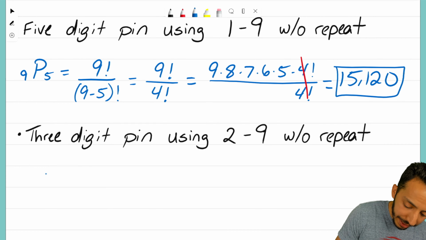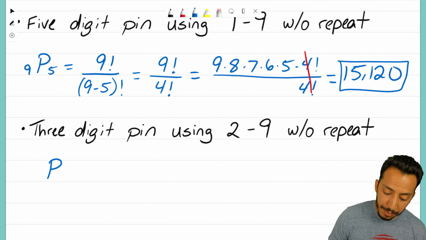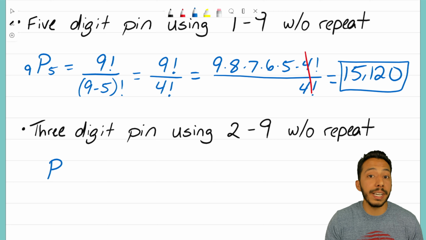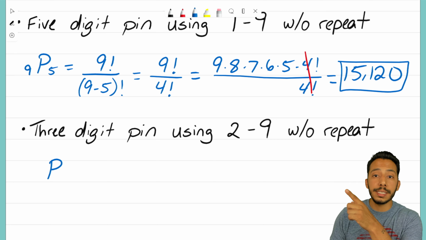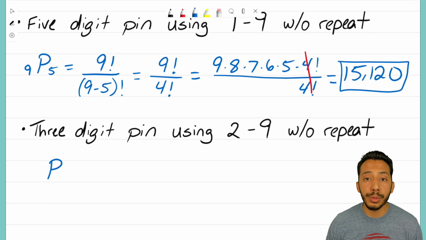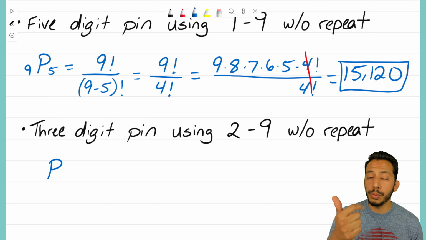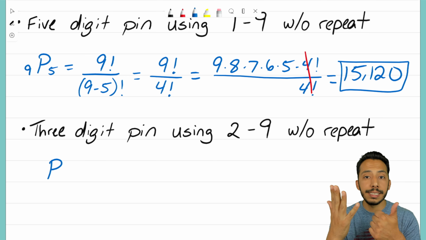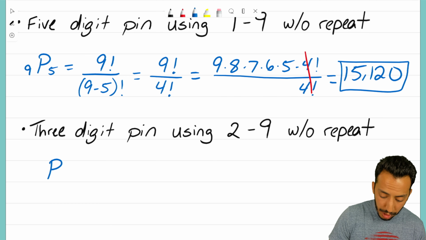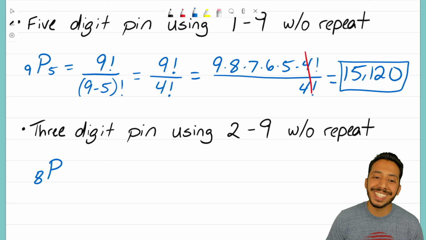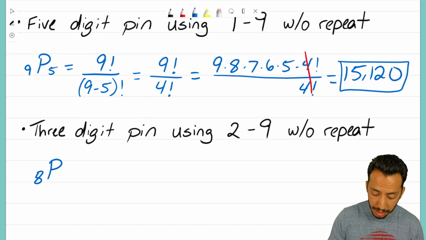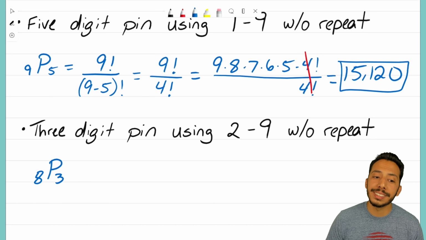I'm going to have my capital P here. The number that goes in front of it is the number of items that I'm choosing from. In this case, I'm choosing from the numbers 2 through 9. How many numbers are there from 2 through 9? We'll count it up: 2, 3, 4, 5, 6, 7, 8, 9. There are 8 numbers to choose from, so I'm going to punch in an 8 right here. Out of those 8, how many are we wanting to pick? Well, we just want to pick 3.